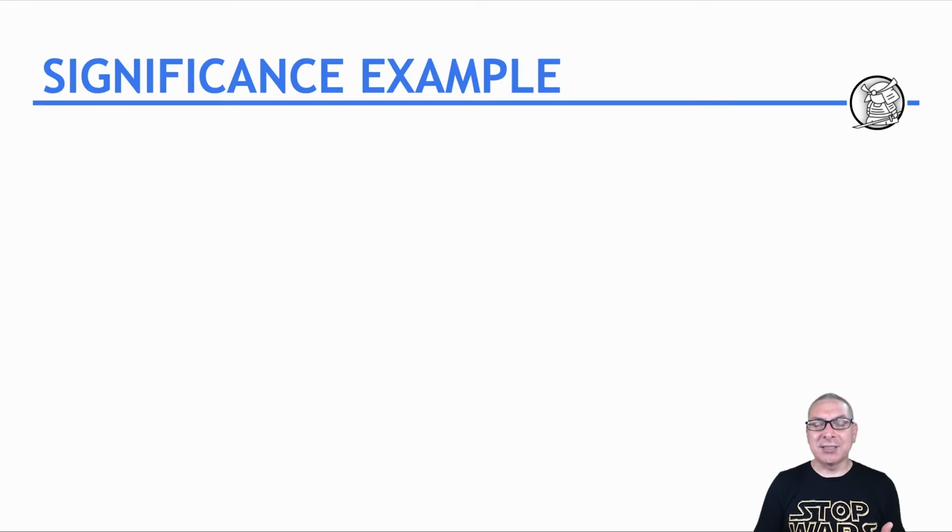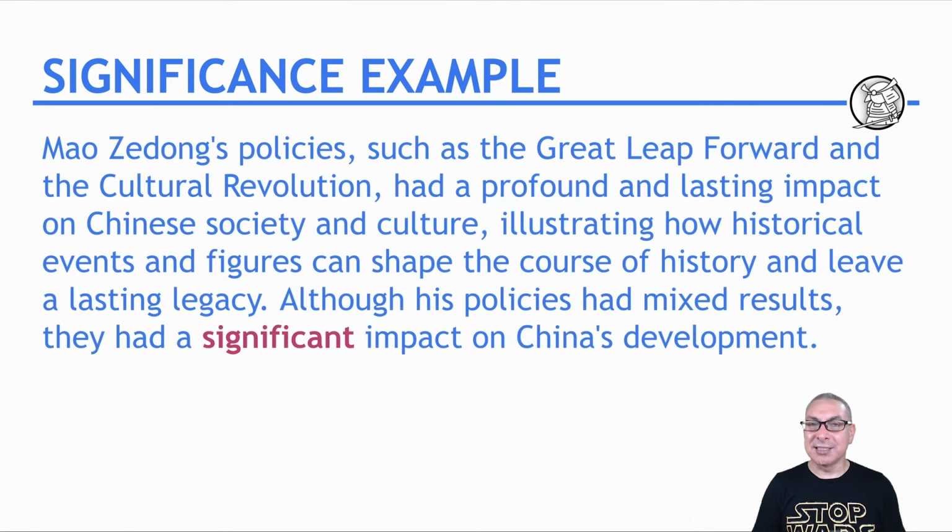So an example of significance would be Mao Zedong's policies, like the Great Leap Forward and the Cultural Revolution. They had a profound and lasting impact on Chinese society and culture, and it shows how historical events and people in history can shape the course of history and leave a lasting legacy. So although Mao Zedong's policies did have mixed results, they had a significant impact on China's development.